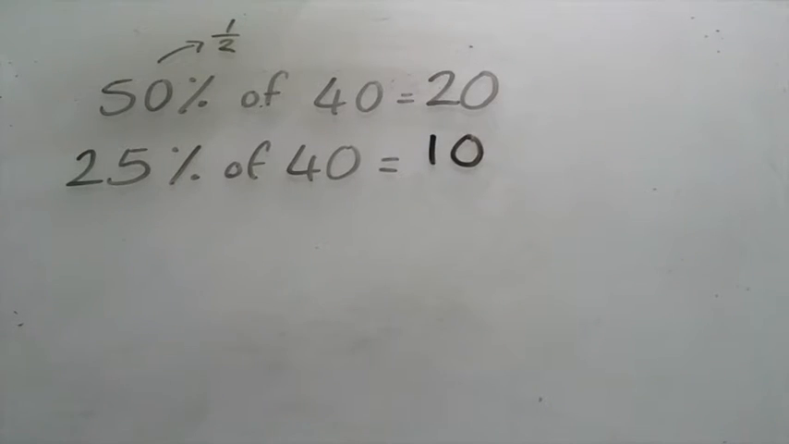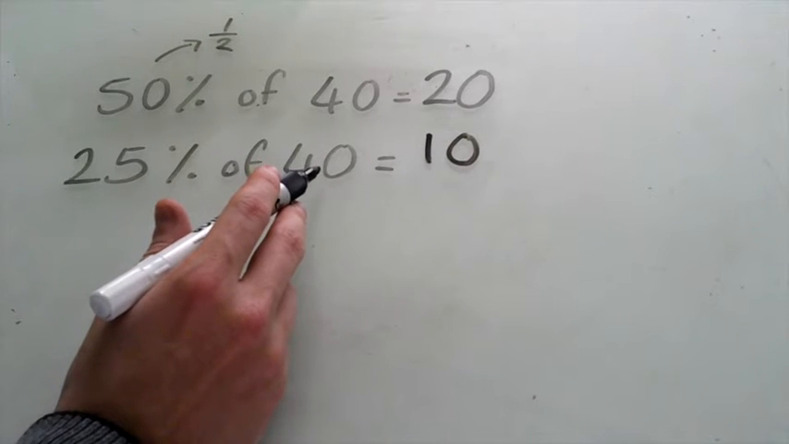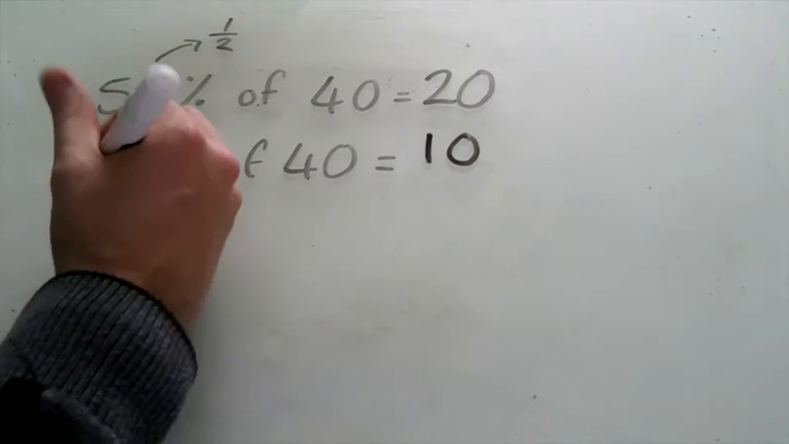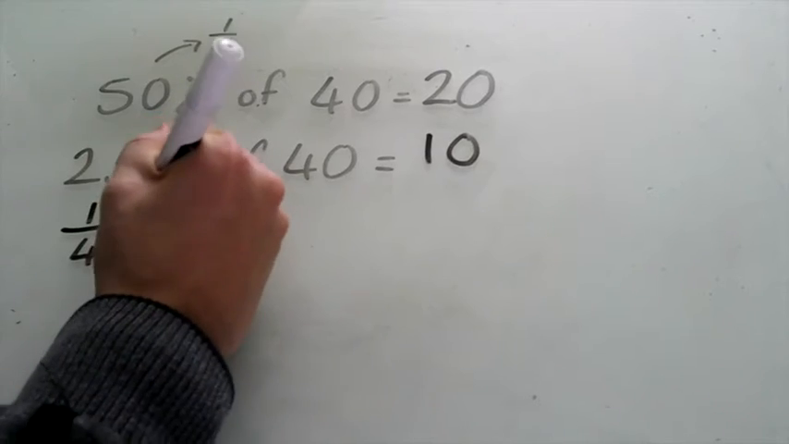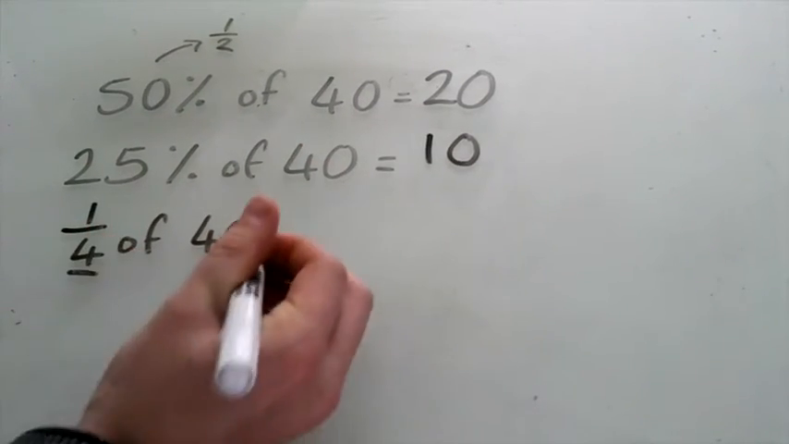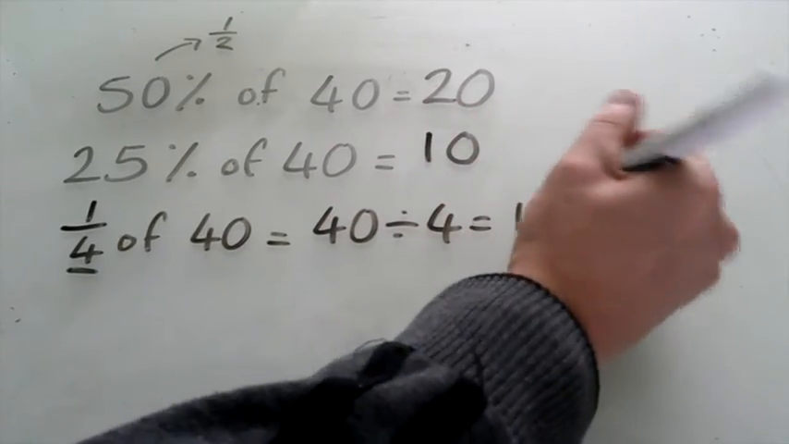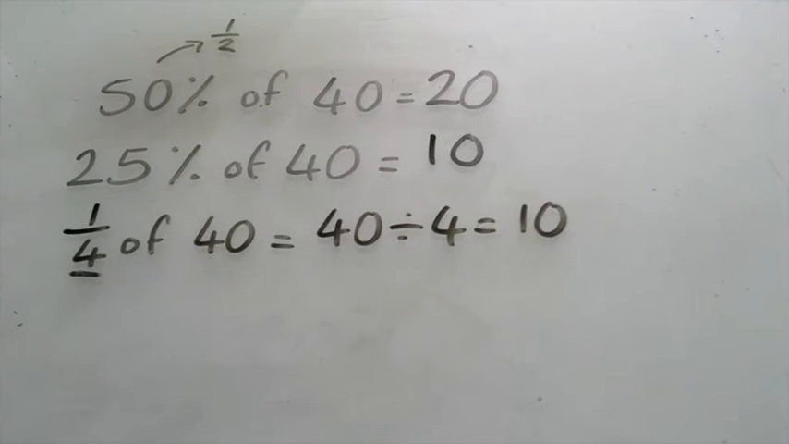Or to find a quarter of 40, you take 40 and you divide it by 4, because a quarter of 40, you take that denominator, so you would do 40 divided by 4, which still equals the same answer, 10.